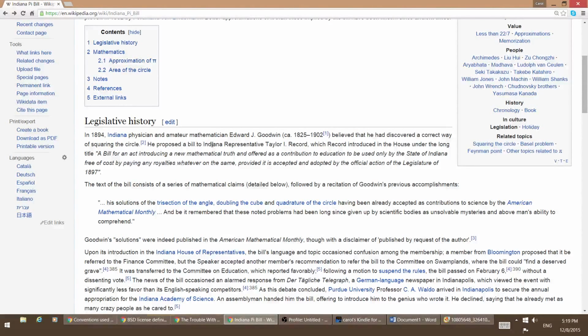He proposed a bill to Indiana Representative Taylor Record, which Record introduced in the House under the long title, "A Bill for an Act Introducing a New Mathematical Truth and Offered as a Contribution to Education to be used only by the state of Indiana, free of cost by paying any royalties whatsoever on the same, provided it is accepted and adopted by the official action of the legislature of 1897. The text of the bill consists of a series of mathematical claims detailed below."